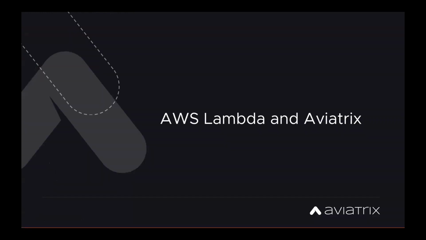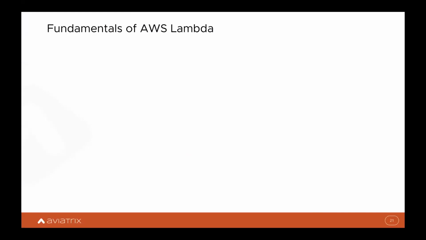All right, so this is it for the deep dive in Outposts. Now we're going to move to the second topic of the day, which is Lambda, serverless, and how Aviatrix ties into that. So I'm going to start with the fundamentals, like doing a level set on Lambda, and then we'll move into Aviatrix. So essentially, Lambda is a service where AWS is running the server and is dynamically managing the allocation of the machine resources.